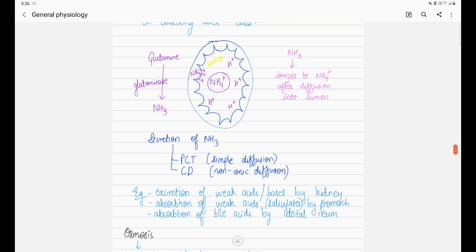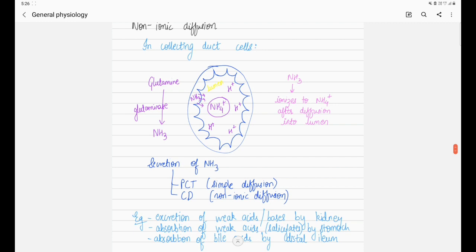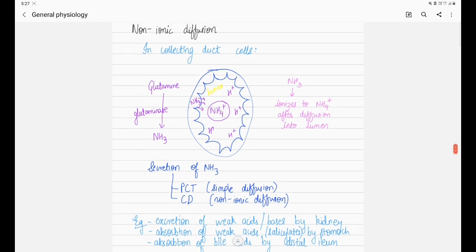Now, secretion of ammonia occurs at two places, PCT and collecting duct. But the mode of transport is different. In PCT, there is simple diffusion, whereas in collecting duct, there is non-ionic diffusion. What are the examples of non-ionic diffusion? Excretion of weak acids or bases by kidney, absorption of weak acids, mainly salicylates, by stomach, and absorption of bile acids by distal ileum.